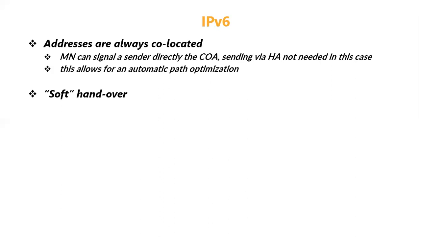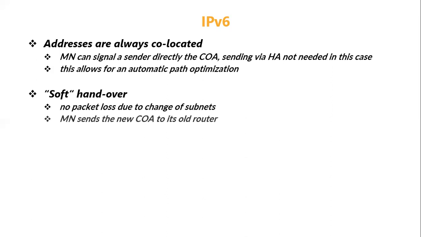And this allows for automatic path optimization. It also supports soft handover features. Soft handover means the mobile station is moving from one network to another network without call drop. That is called a soft handover. If the call got dropped during that time, then that is called a hard handover. So IP version 6 basically supports soft handover.